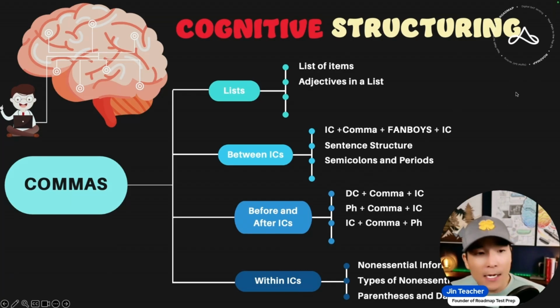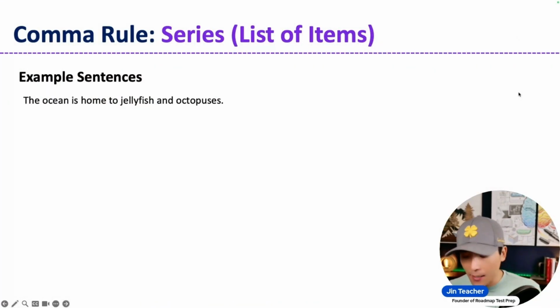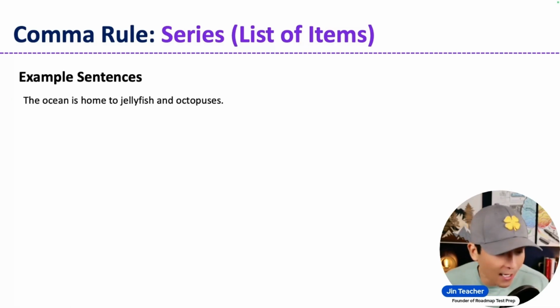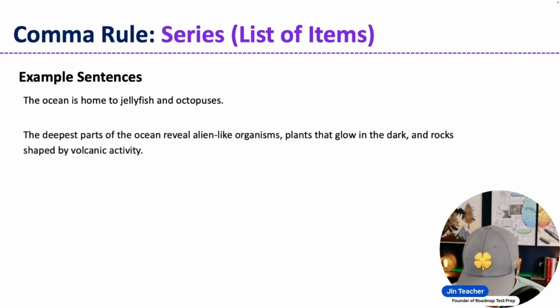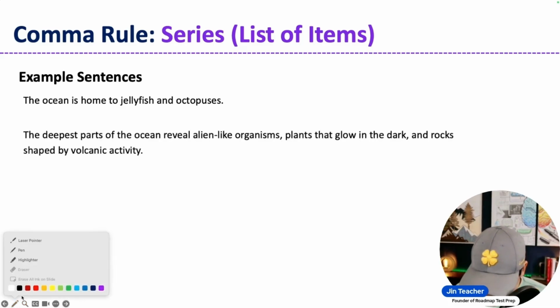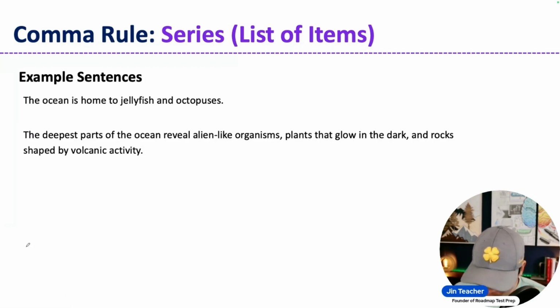Okay, now let's jump into that first bucket of commas, for lists. Now, a series is just another way of saying a list of items. When you think of a list of items, just think of a shopping list. When you guys go to the grocery store, you have a shopping list, right? You're like, oh, I want to buy some chicken. I want to buy some chips. I want to buy some soda and water, right?